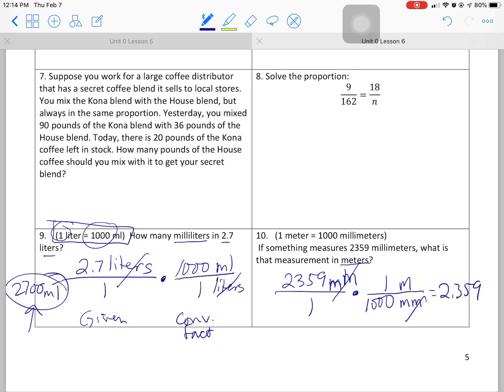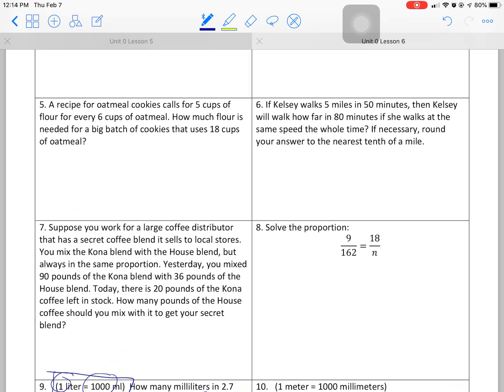All right, so let's see. If something measures this, then how many does it measure in that? So don't forget to write meters in there. And then a little logic sense. We are taking something small. Millimeters is a very small measurement, and we want it in larger chunks. So it makes sense that this big 2000 number is going to get smaller because we're measuring it with something bigger. Okay? So that's how we did those.